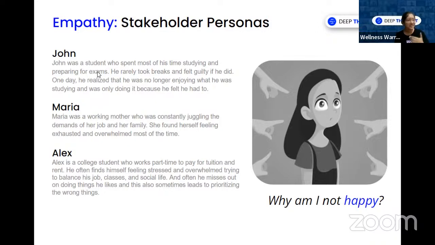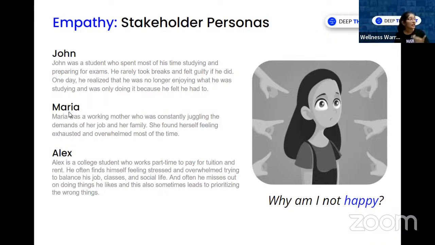most of his time studying and preparing for exams, and he rarely took a break. Whenever he took a break, he felt guilty: why did I take that break? One day he realized that he was no longer enjoying what he was doing, even though it was his passion and he really liked it. But as he was not taking breaks or taking care of himself, he was not enjoying whatever he was doing.